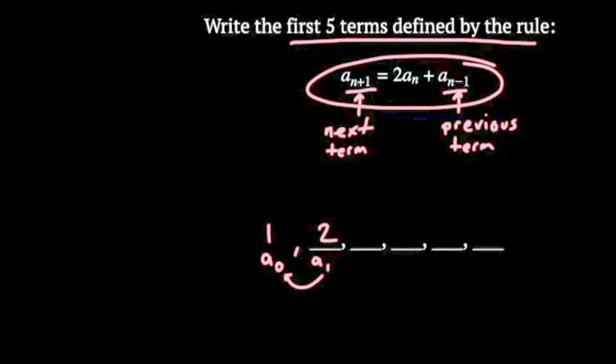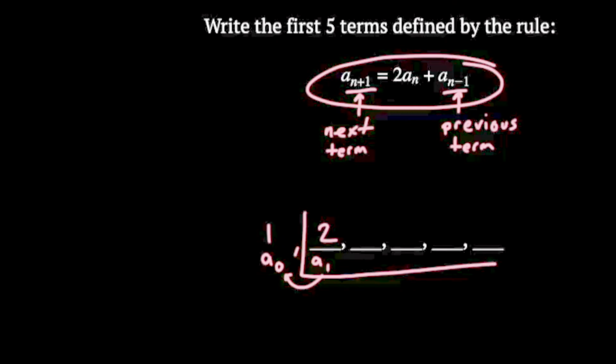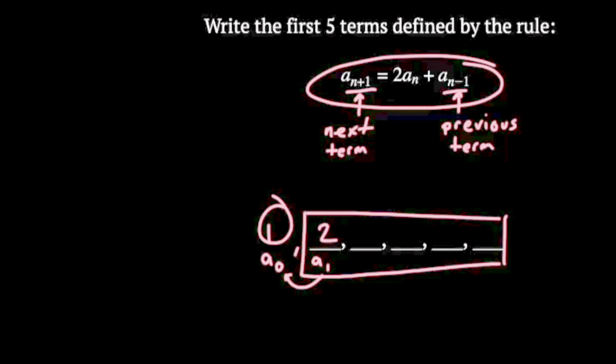Now, the directions said to write the first 5 terms defined by the rule, so I'm going to start my list with this a sub 1 value, and there's going to be my first 5 terms. I'm not going to include a sub 0, but I still need to use it when I'm calculating this next term. So let's get this next number by taking 2 times the current term, so 2 times 2, and then add the previous term, which was 1. So 2 times 2 is 4, plus 1 is 5. So a sub 2, my next term, is 5.